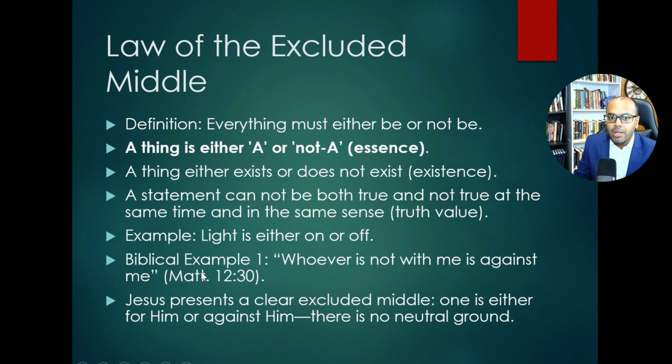A biblical example we can see is Jesus used that in Matthew chapter 12, verse 30. Jesus said, "Whoever is not with me is against me." So, in other words, either you are with me or you are against me. You cannot be both at the same time. So Jesus presents a clear excluded middle here. One is either for him or against him. There is no neutral ground here.